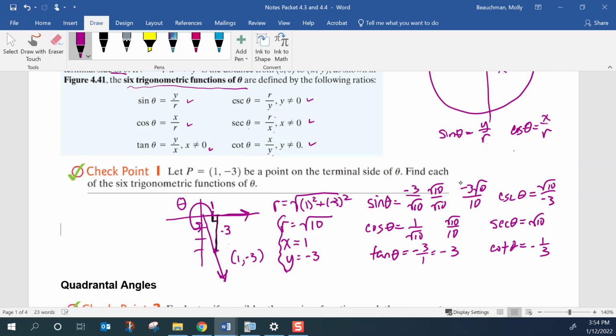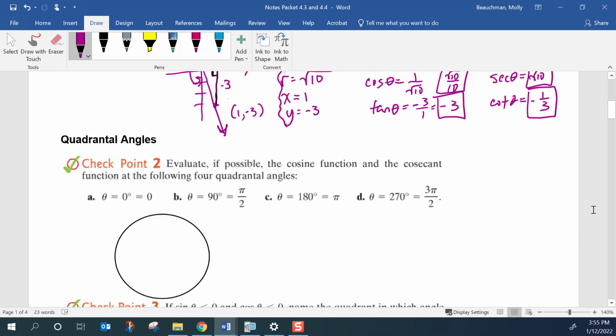So those are our 6 trigonometric ratios of that angle that is not on a unit circle. So what do we do? We draw a right triangle, find the radius, or the hypotenuse, and that equals the radius of the circle. All right, the next question, quadrantal angles.